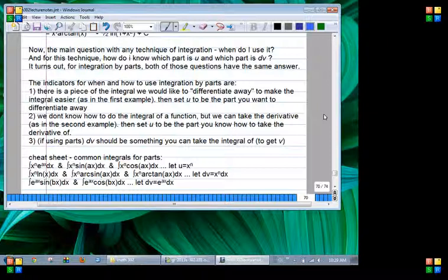Okay. So here are a couple different categories of things. This would be a handy thing to keep by as you're working on problems, to get used to spotting when to use integration by parts. And again, remember, this is a helpful cheat sheet. This isn't everything. It's just some common ones.